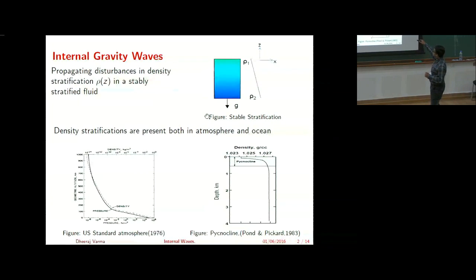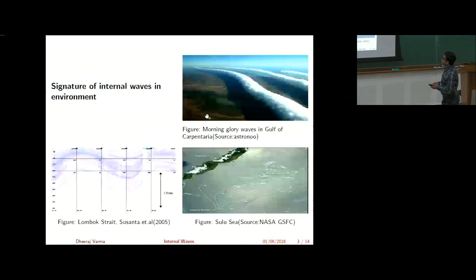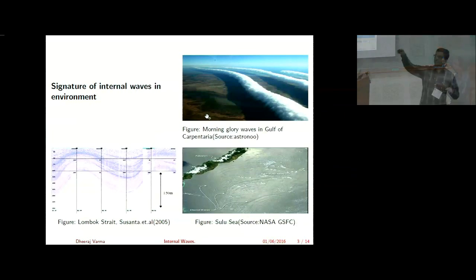Whereas in the ocean, you have at the most a 1% increase in the density value as you go from the free surface to the deep ocean. So the dynamics of internal waves is quite different when compared with each other. These are the signatures of internal waves. On the top right is a peculiar example called the morning glory waves in the Gulf of Carpentaria. This happens only once a year in a place in Australia. What you see is the internal waves propagating from the ocean towards the land.